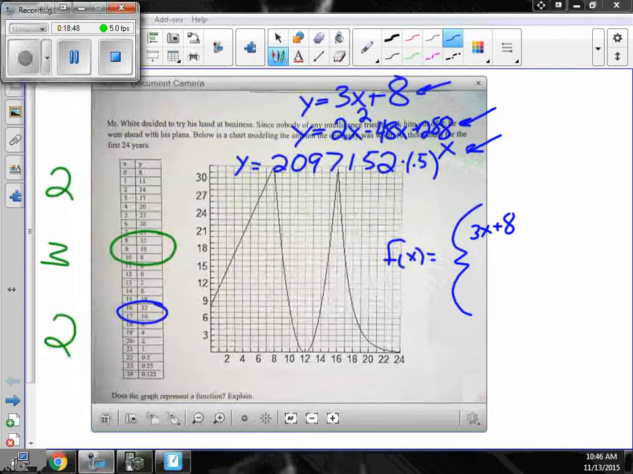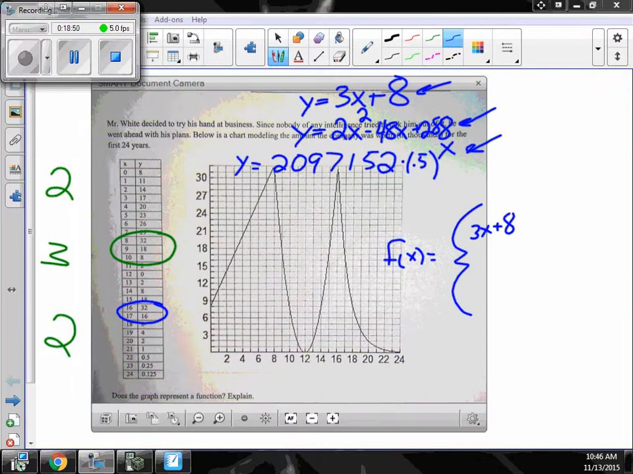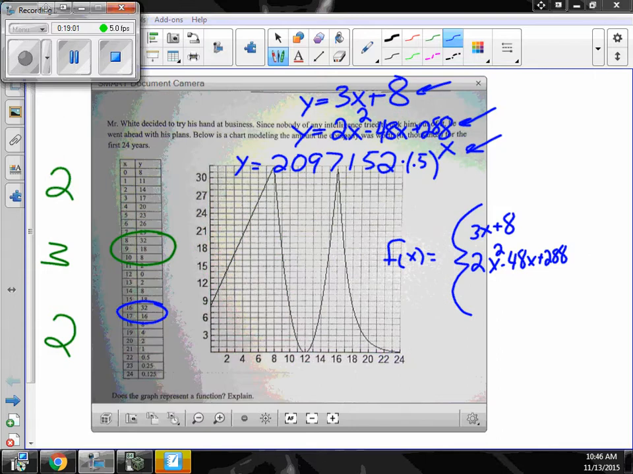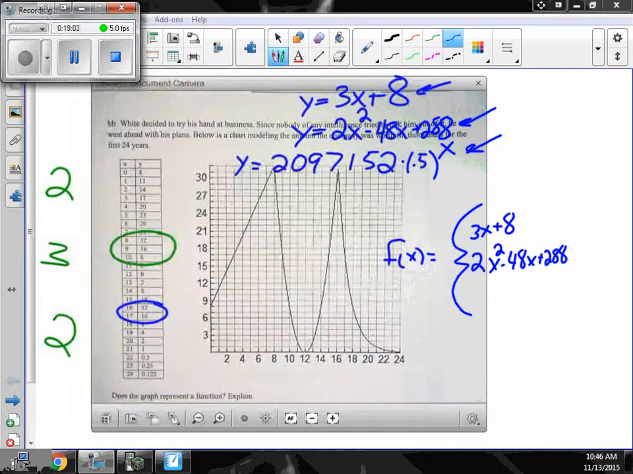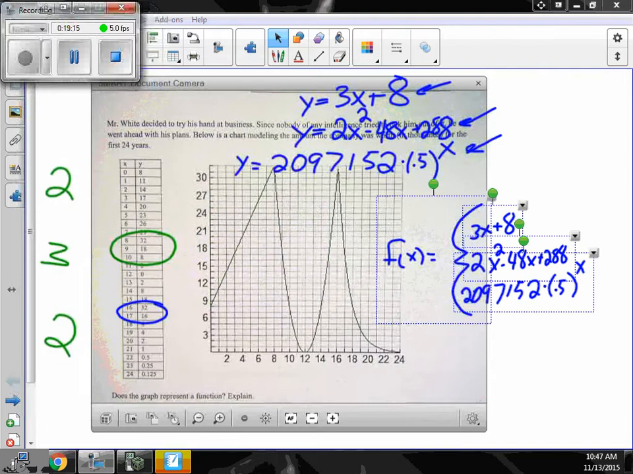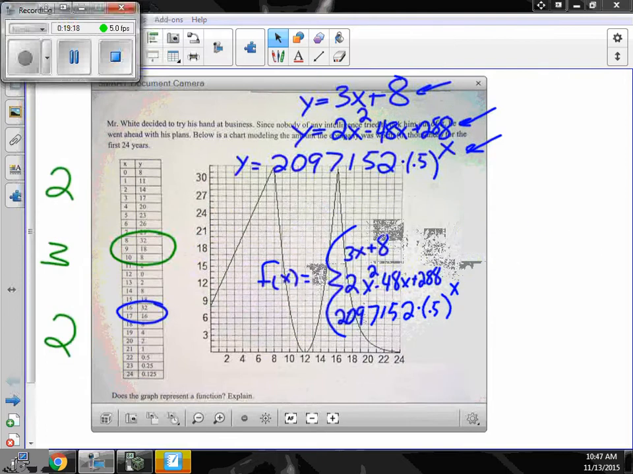Which function happens second? The quadratic. So 2x squared minus 48x plus 288. And then the exponential happens last. So 2097152 times 0.5 raised to the x. So that's the first half.